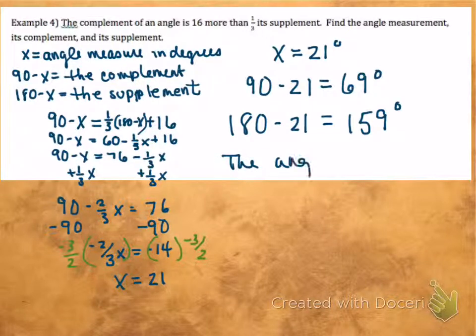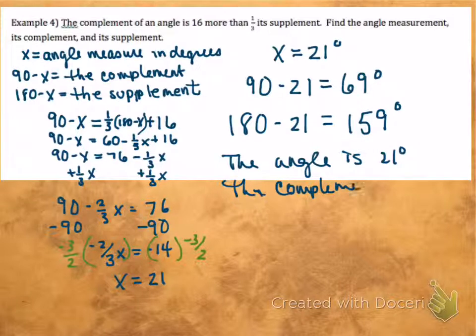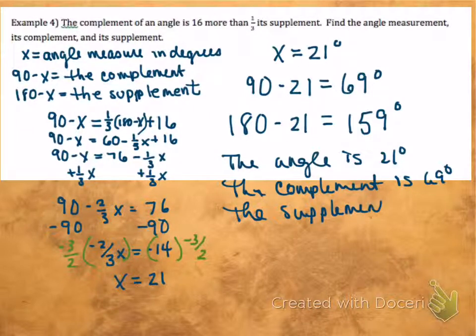So the angle is 21 degrees. The complement is 69 degrees. The supplement is 159 degrees.